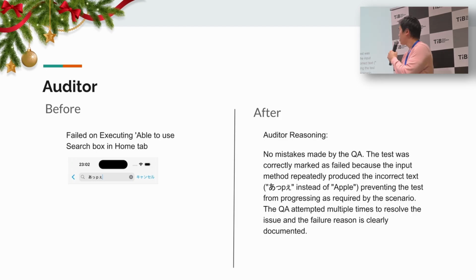So you can see here now, we added this auditor agent so that we'll be able to identify if the decision made of this failed test case is correct or not. With that, we'll be able to see here that it's actually writing Apple instead of, we're trying to write in the keyboard Apple in English, but the keyboard is actually in Japanese.